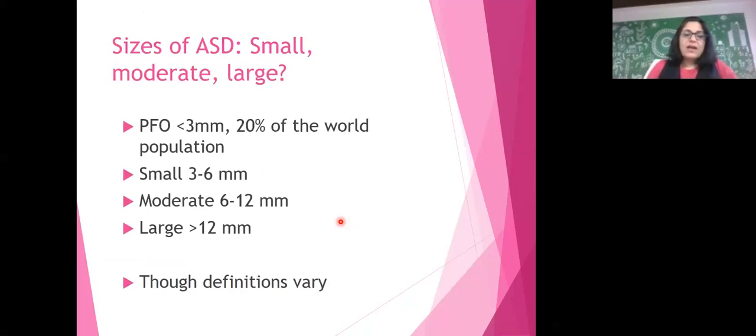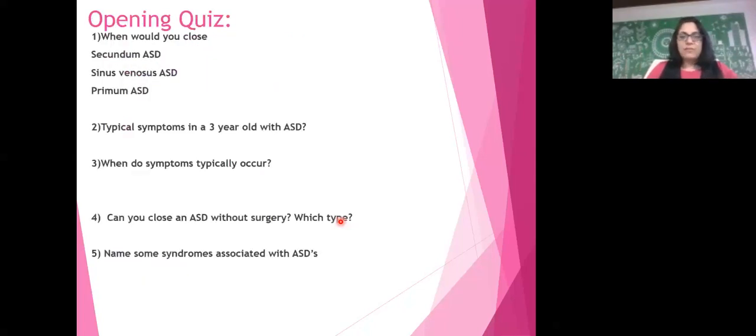Why is that? Because 1/5 of the world has a PFO. PFO also is small. It's a left to right shunt, but there's no RARV dilation, right? So the only reason we close ASDs when they are moderate or large is to reduce that right heart dilation. So the difference between small and moderate apart from size is presence or absence of right heart dilation.